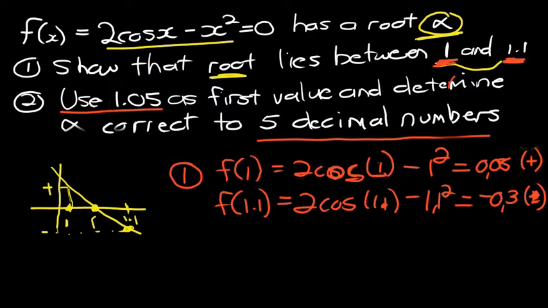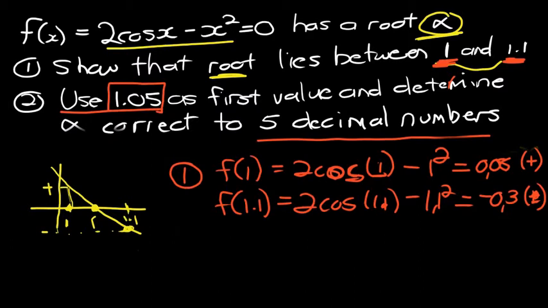Now they say use 1.05 as your first guess. We must use 1.05, and we will do it, but if there's another question and they don't give you the guess as 1.05, you can choose any number between 1 and 1.1 as your first guess in this method, to determine the approximated value of the root alpha. Now let's do the second question.